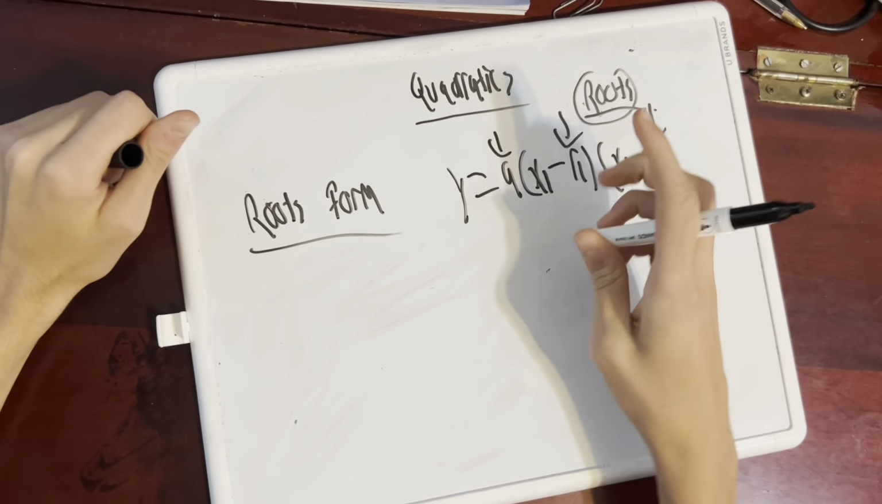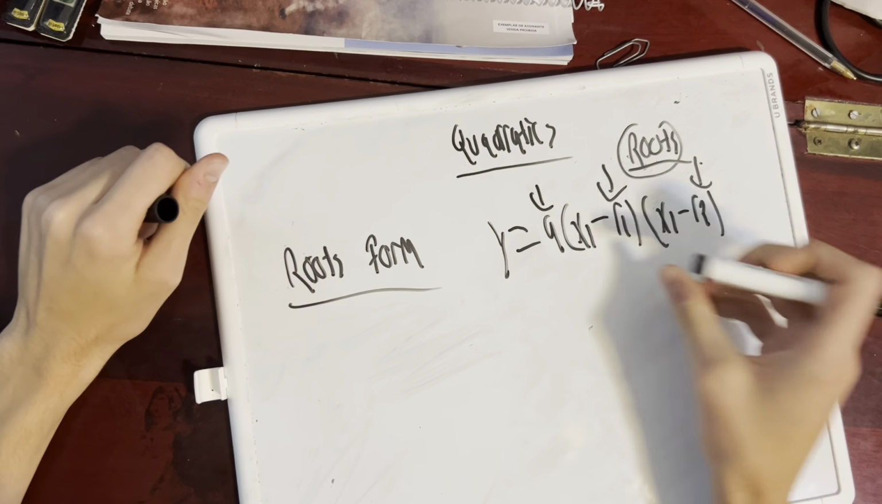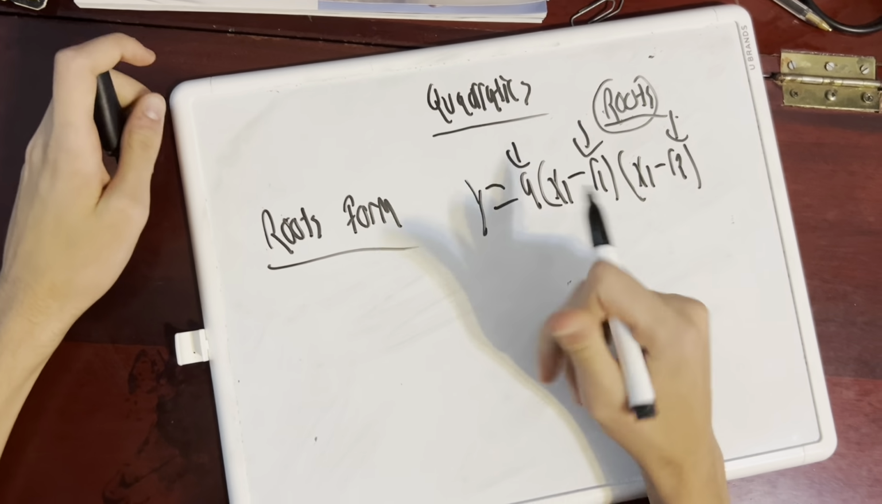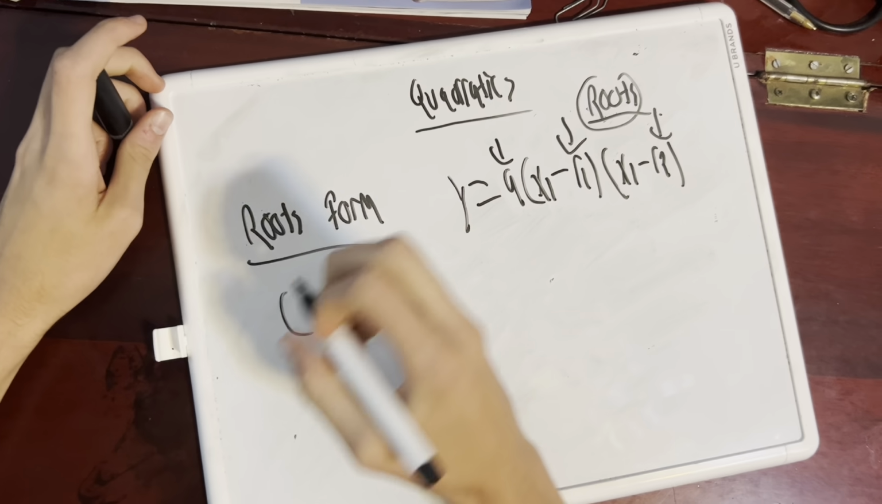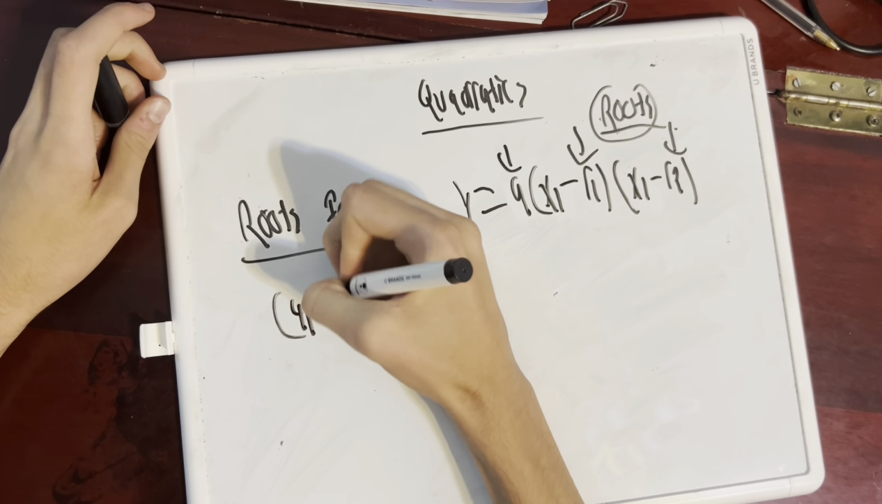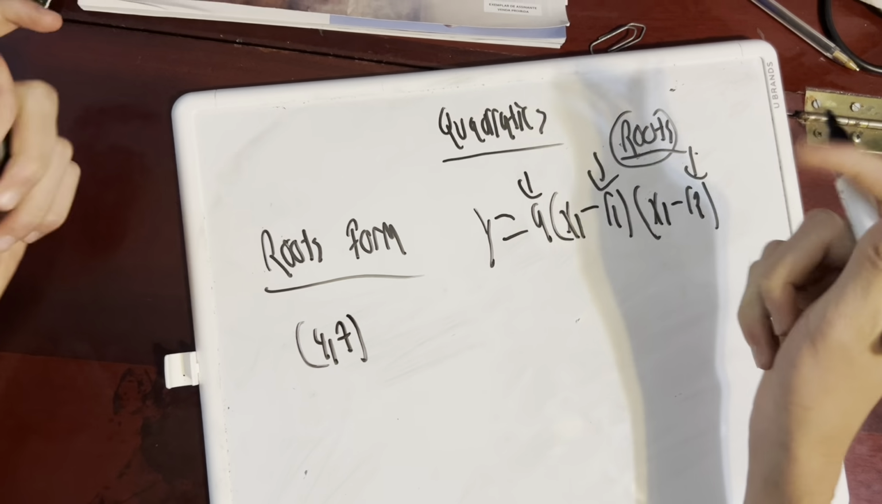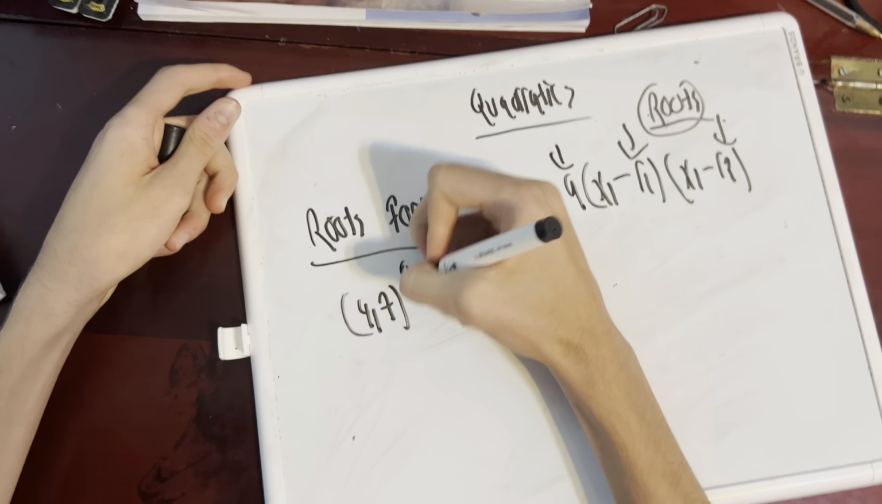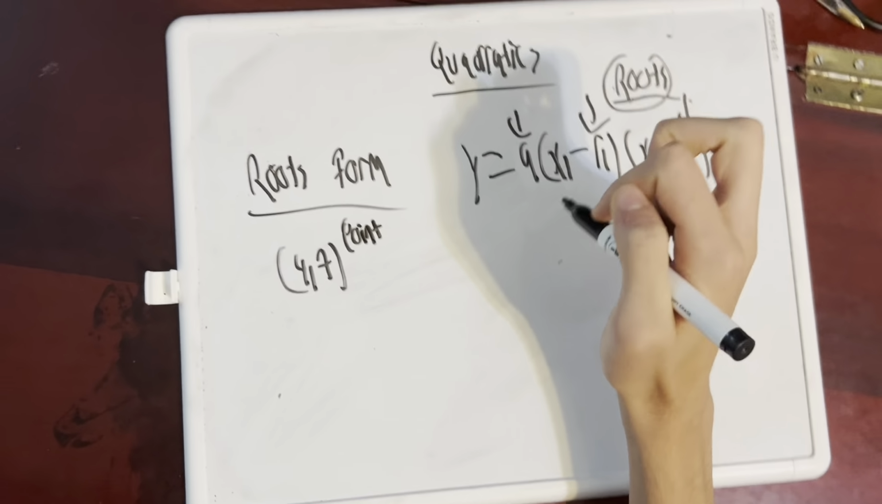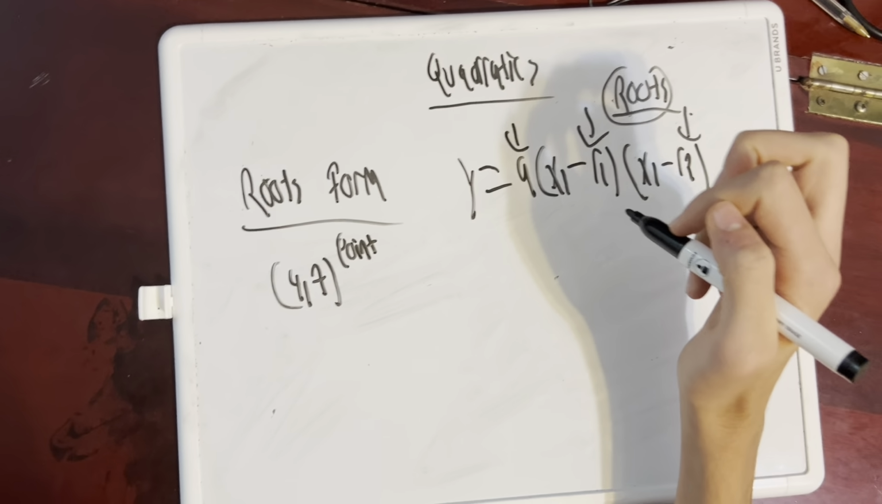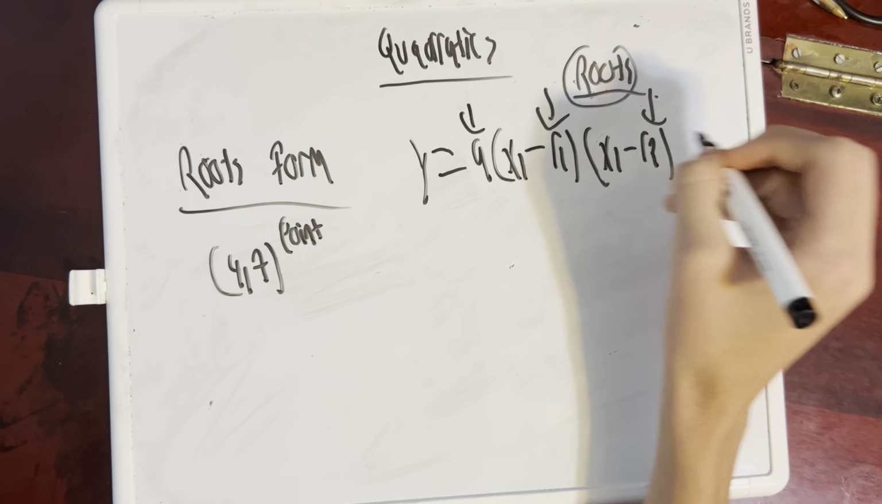Let's do an example where we want to put it in this equation, and then we're going to graph the parabola. Say that we have a coordinate point (4, 7). This is the point that it gives us. It tells us that the parabola passes through this point, or this coordinate, right?